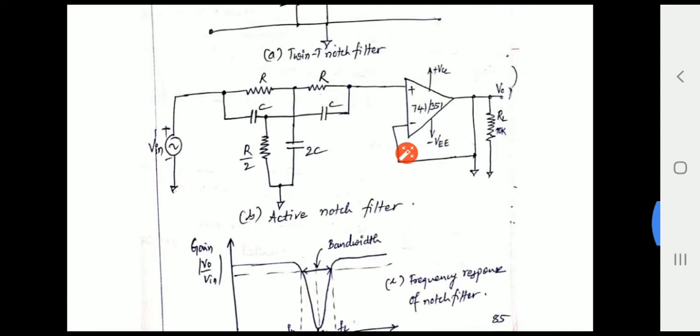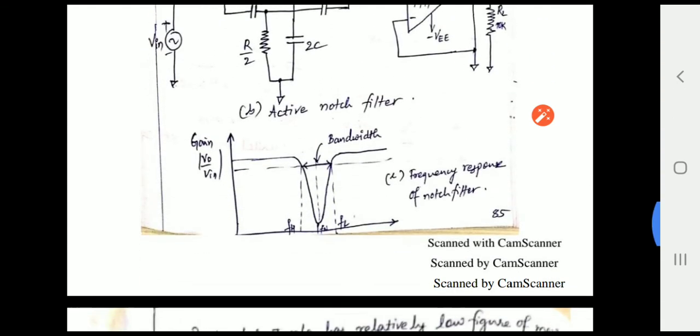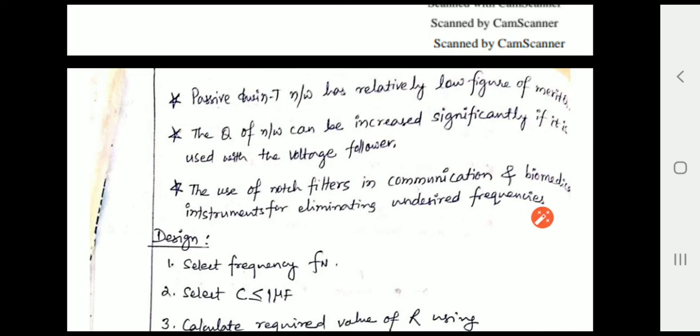Like this, by selecting the proper values of resistors and capacitors in the T network, it will reject the particular frequency component of the input signal and allow the rest at the output side. So this is about the narrow band reject filter. Another important thing: the main application of this kind of filter is in communication systems and biomedical instruments for the elimination of undesired frequencies.